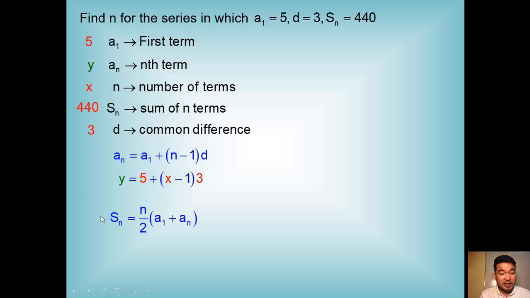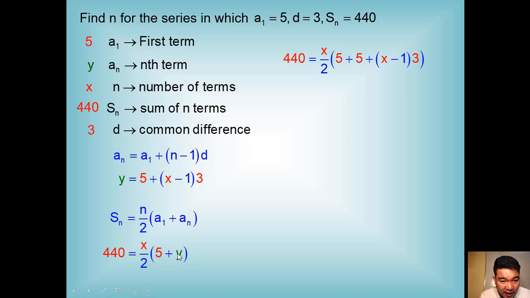For the meantime, let's move on to another formula, which is the formula in solving for the sum of the terms. So s sub n is equal to n over 2 times a sub 1 plus a sub n. Then by substitution, you will have 440 equals x over 2, since n is equal to x, times 5 plus y. So we do have another equation here. Take note that y is equal to 5 plus the quantity of x minus 1 times 3. So we already have the value of y, and we substitute it in here: we change y to 5 plus the quantity of x minus 1 times 3.